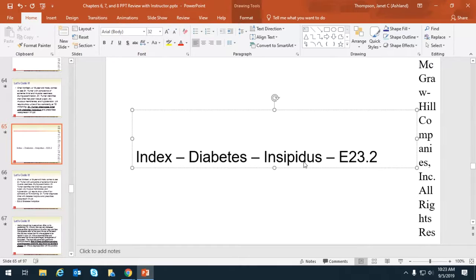So when we look up in our index for diabetes and insipidus, it gives us code E23.2. Then we just turn to the tabular and verify if there's anything else needed for this code. E23.2 just has an excludes one note for nephrogenic diabetes insipidus. Nephrogenic meaning it's from the kidneys, produced by the kidneys. So our final code is E23.2.